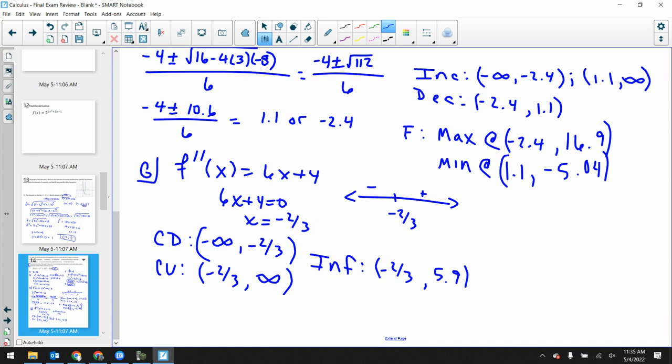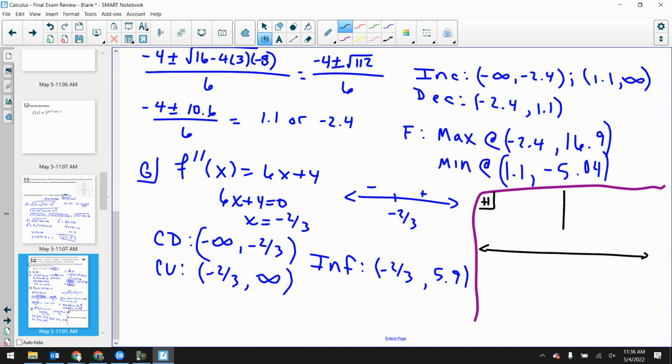Let's do it. I'm going to put it in. Here's H. Okay, so I know I have zeros at negative 4, 0, and 2. So I at least have to go from negative 5 to 5. Put it right here, sure.